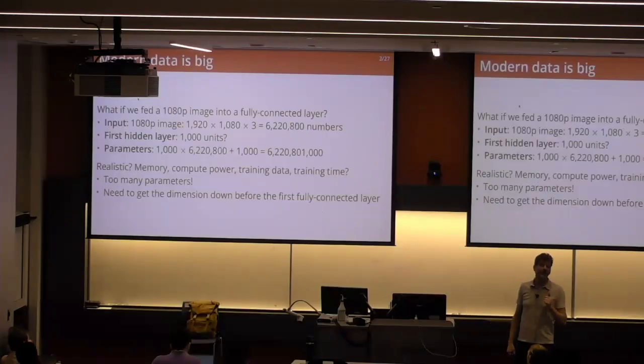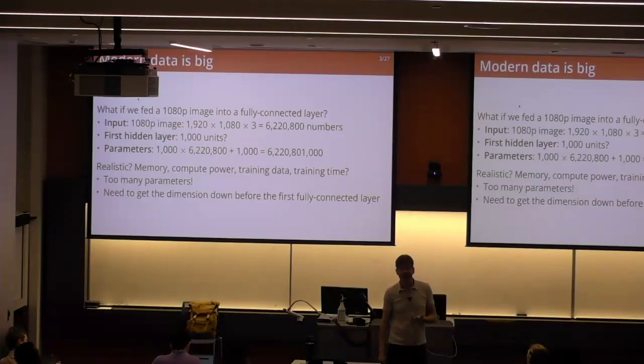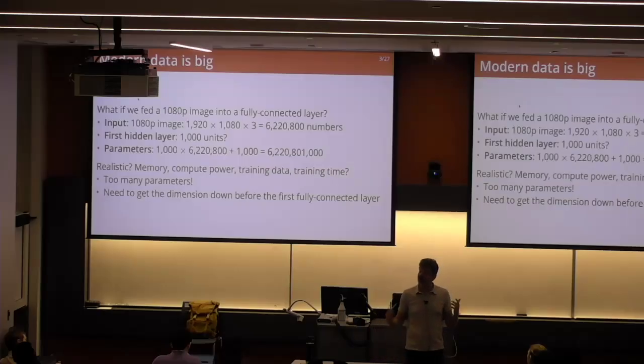One of the problems that we're going to bump into is the idea that modern data is actually really big. So the MNIST example that we're using in our first homework is really nice because it's black and white, and it's 28 by 28. So the input is just 784 numbers.